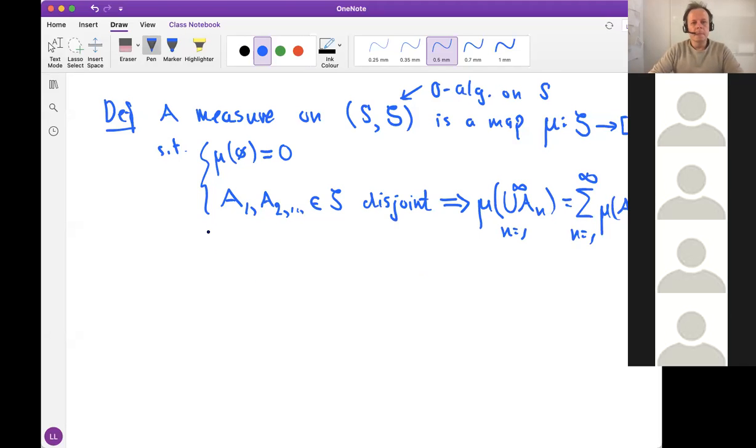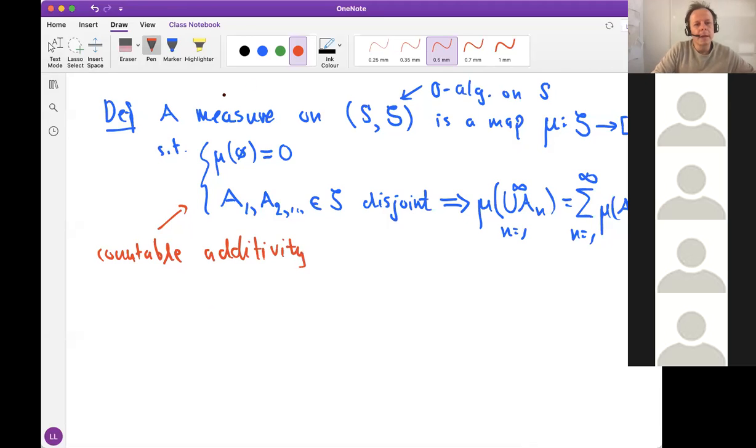And the second property is called countable additivity. In Finnish, this is called mitta, as you might know. In Swedish, mått.